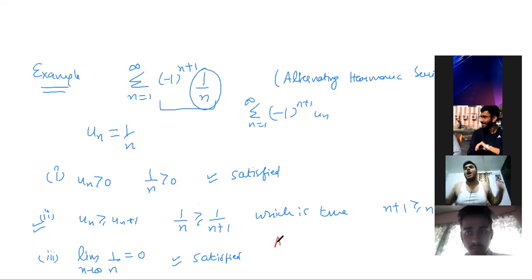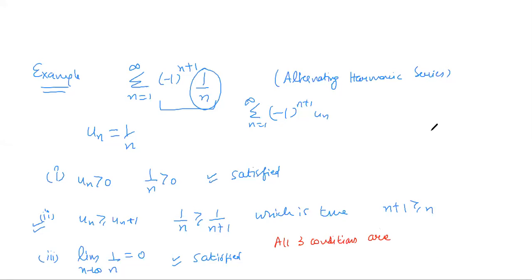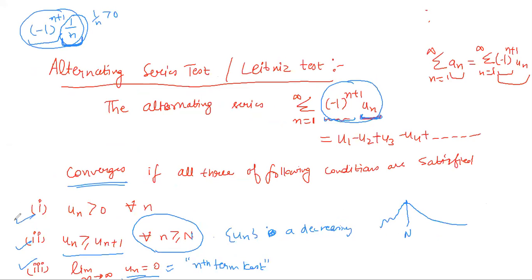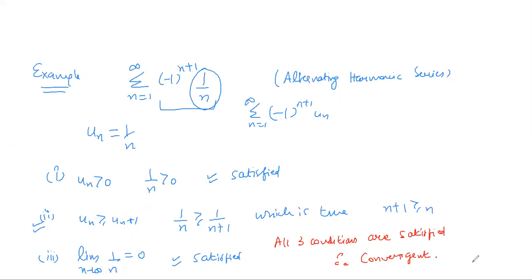After that, you just need to write: all the three conditions of the alternating series test are satisfied. Therefore, this series is convergent. Right? So that was a very simple example to start with. We just verified these three conditions and then we proved that the series is convergent. So we got to know one result, that this alternating harmonic series is convergent.